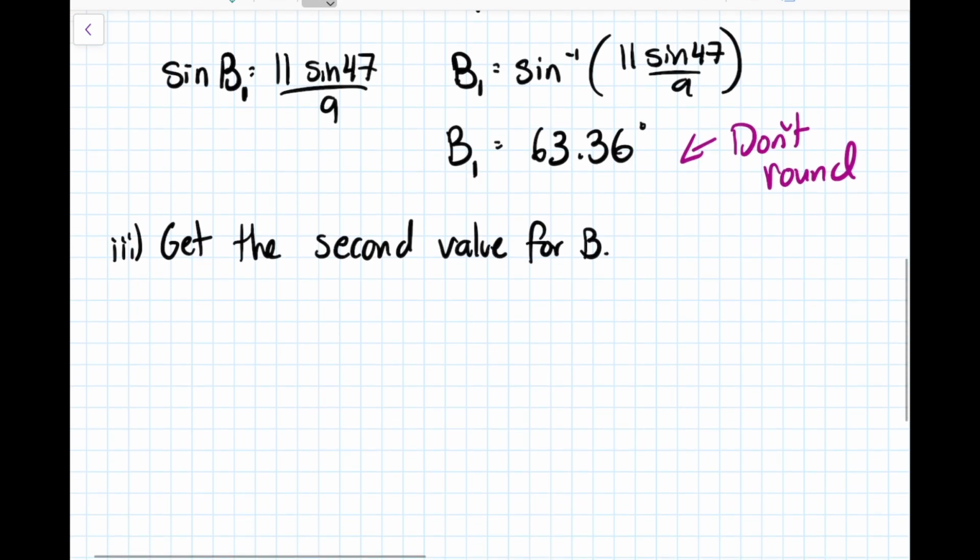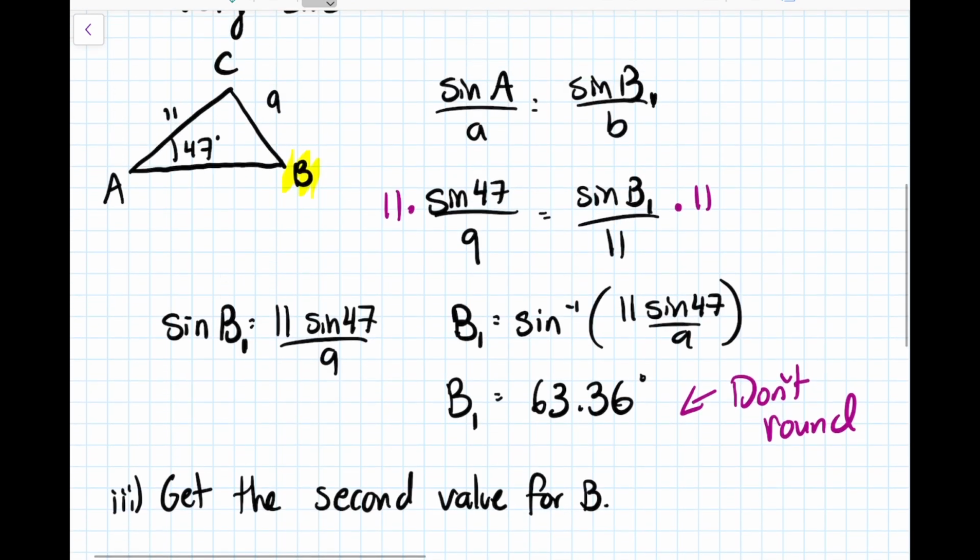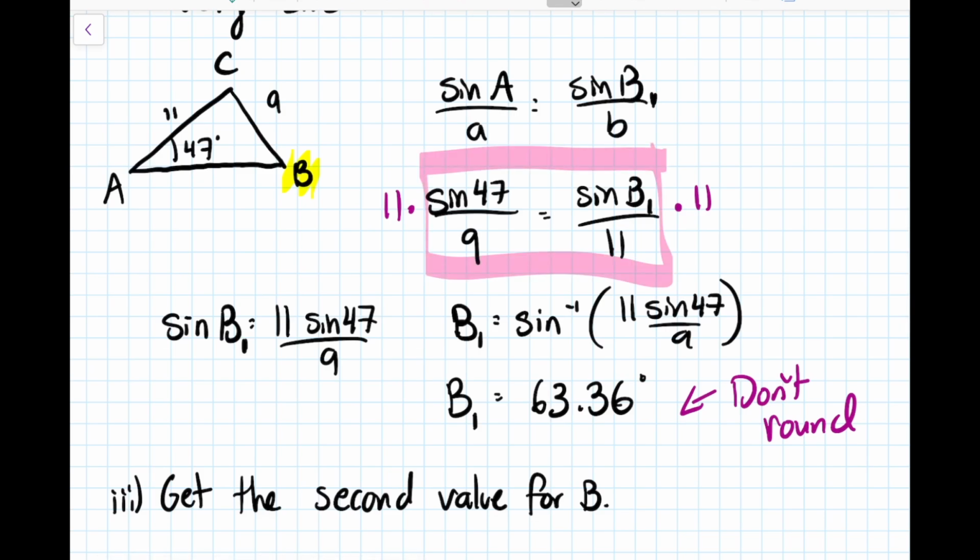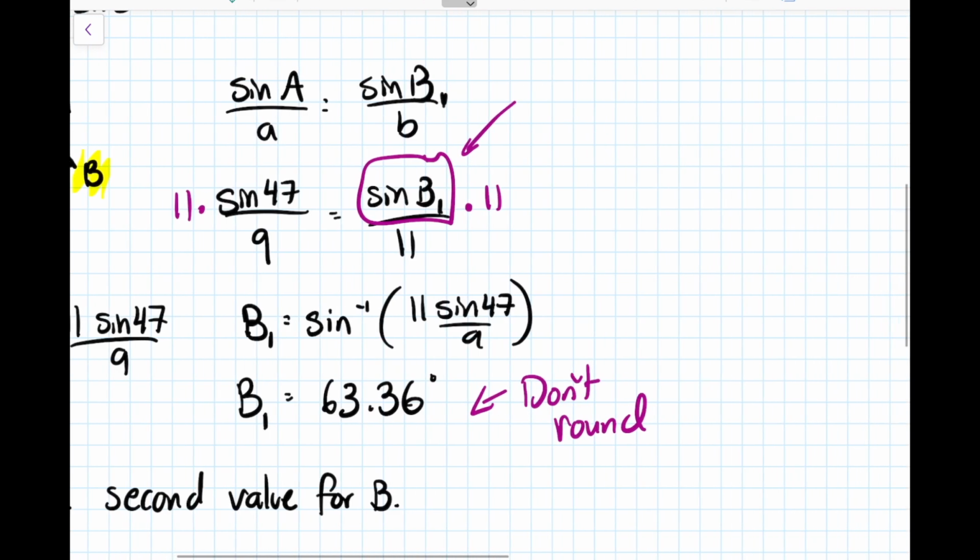Where that's going to come from is it's going to be some other angle that's still going to make this equation true. And since the 47 and the 9 and the 11 can't change, the only thing that's going to change is the B. That means that this thing has to be able to come up with some other number that's going to give us the exact same overall value for sine of B. So sine of 63, right, because 63 is the first value we got, is going to have to be the same as some other sine ratio.